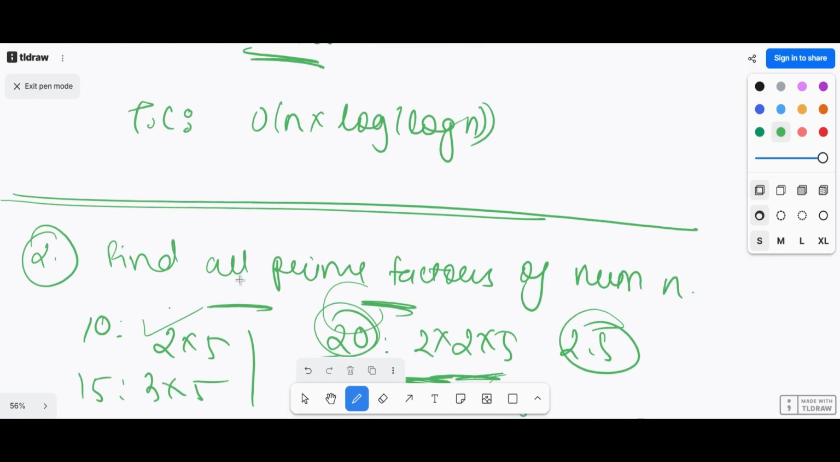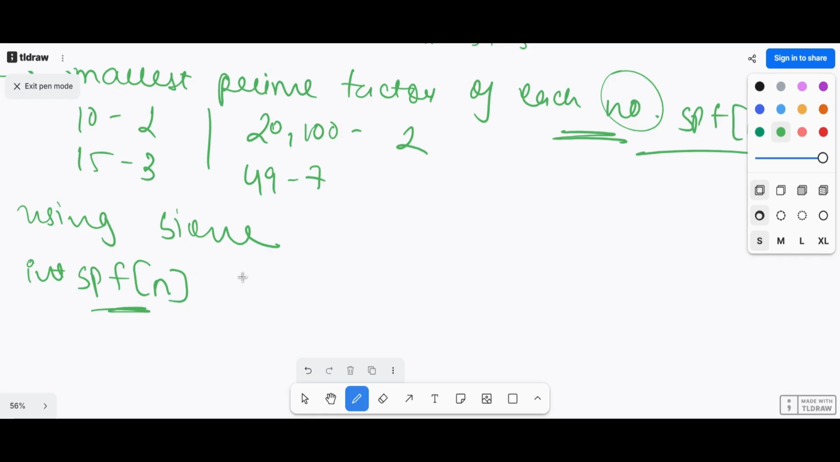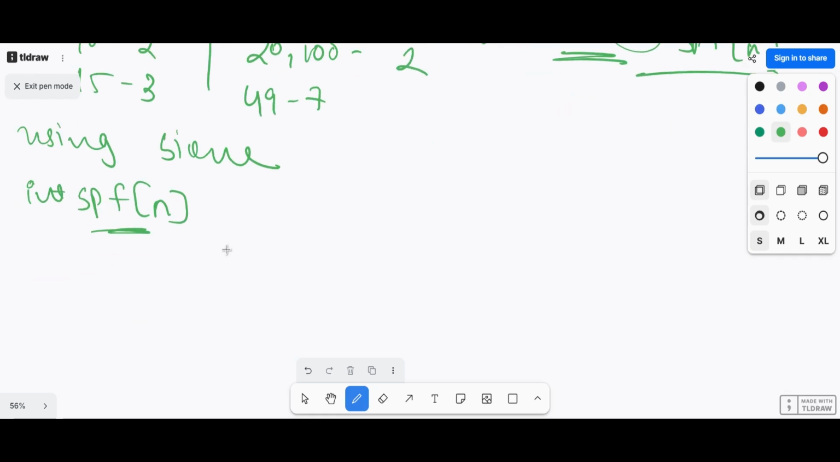You could find the smallest prime factor of each number using the Sieve algorithm. While doing Sieve, rather than making a prime array, I could make an SPF array of size maximum n. I could make this array, and this is initialized to 1. So initially the smallest prime factor of each number is 1.